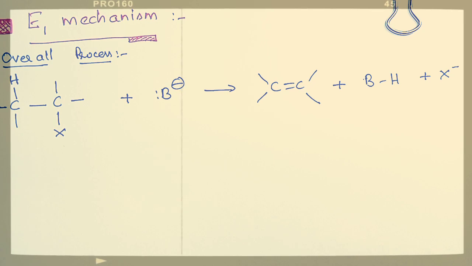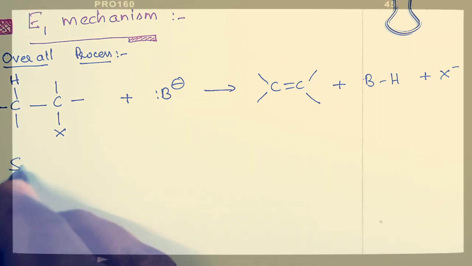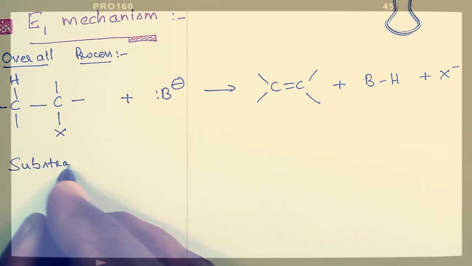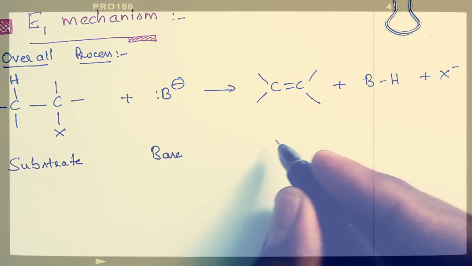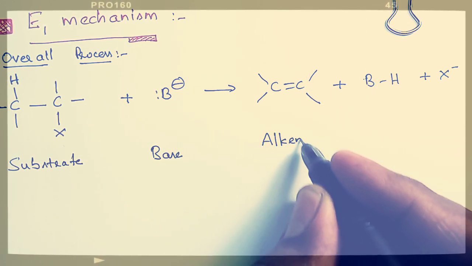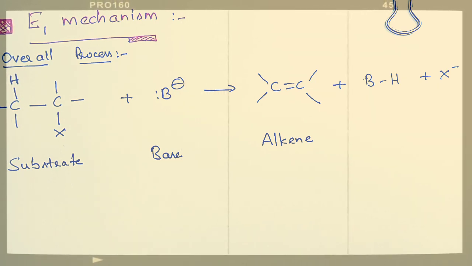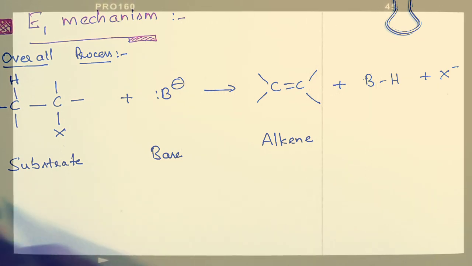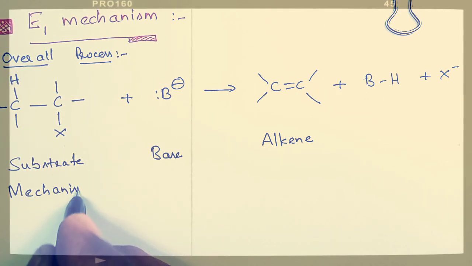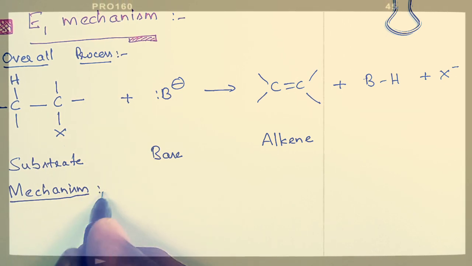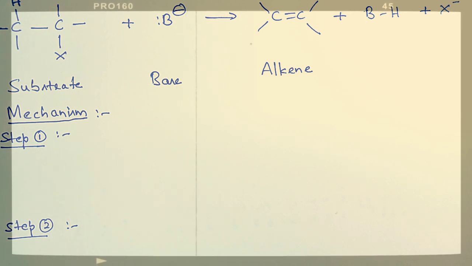Overall process. This is already written in the previous page. Now this is the substrate, base, and here we are getting the alkene. This is the overall process. Now this overall process will take place through this mechanism. This mechanism involves two steps. Step 1, Step 2.